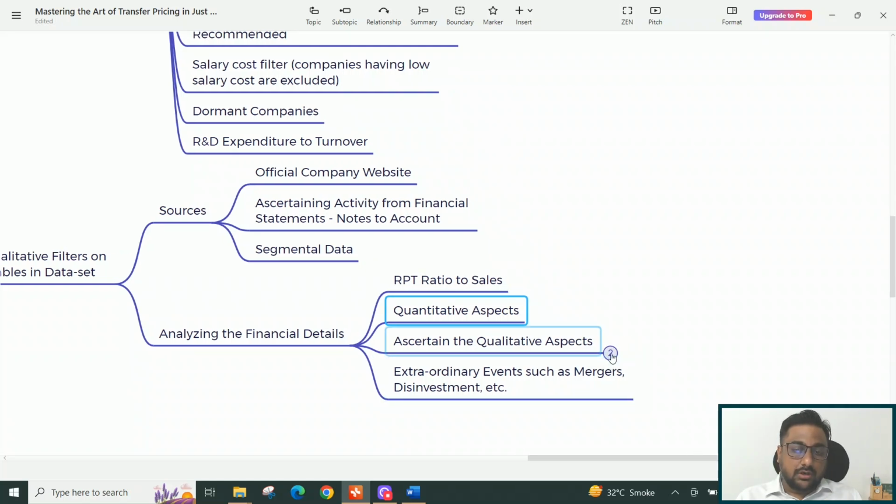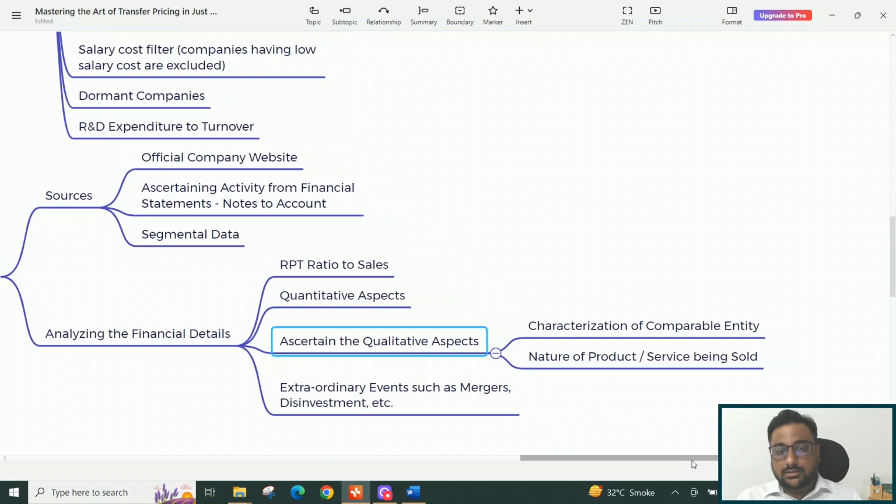Now we move to the third point, which is ascertaining the qualitative aspects. Once the quantitative aspects and the RPT ratio to sales are clear, then for the set of companies remaining with you, you need to understand whether the characterization matches your tested party's characterization or not, and second, the nature of the product or service being sold. These two are the main important parts from which you will understand whether that company can functionally be considered a comparable, because our objective is to find the comparable data set.